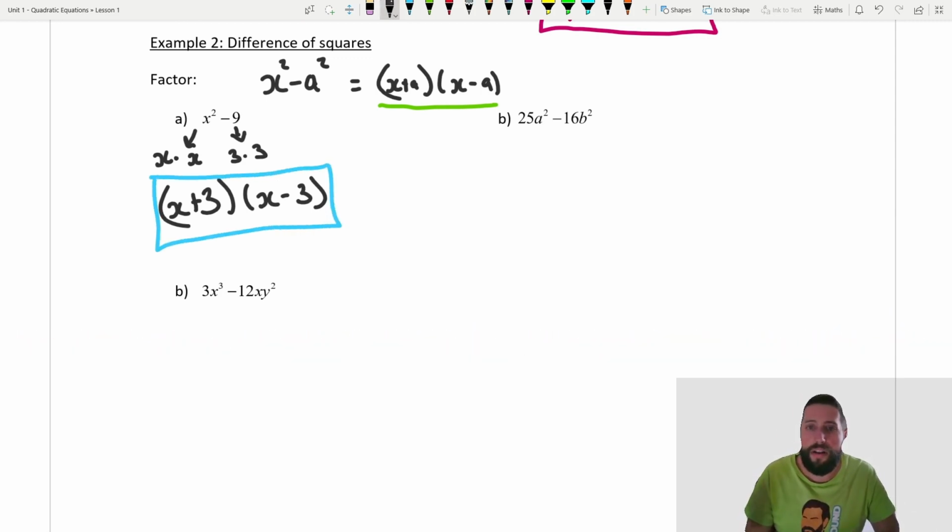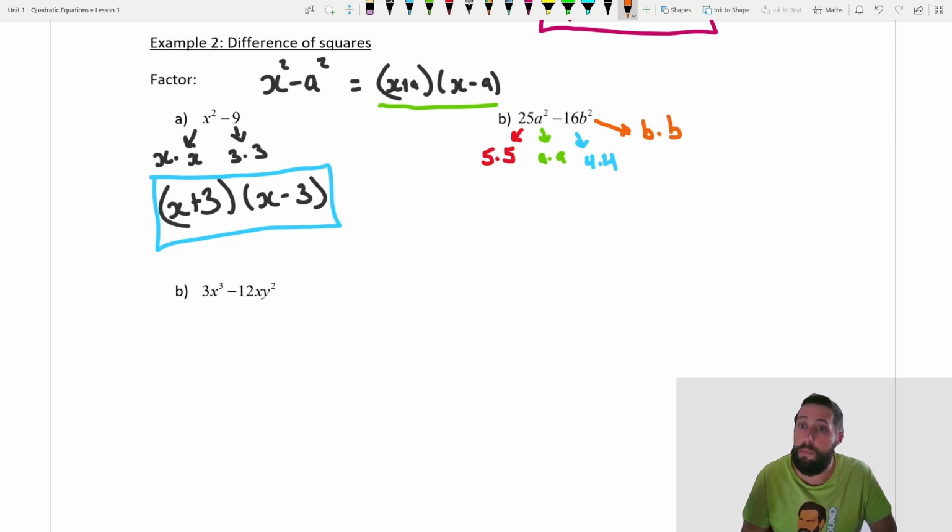B, 25a to the power of 2 minus 16b to the power of 2. So in this case, it looks like everything can be square rooted because the 25 can be written as 5 times 5, the a can be a times a, the 16 can be 4 times 4, and your b can be written as b times b.